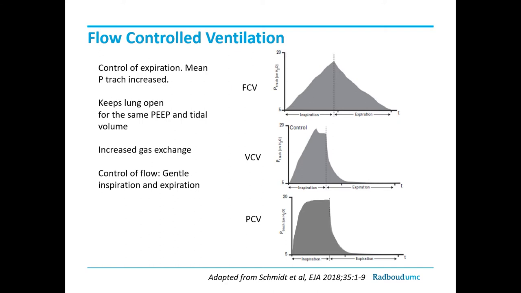Because of the narrow bore tubes, both inspiration and expiration are slow, creating a smooth and gentle way of ventilation. Typically, the IE ratio is set 1:1. It is assumed that the lung contains compartments with different time constants. Ventilating with a low flow allows also the slow compartments to be ventilated, and thus the lungs will be more open.